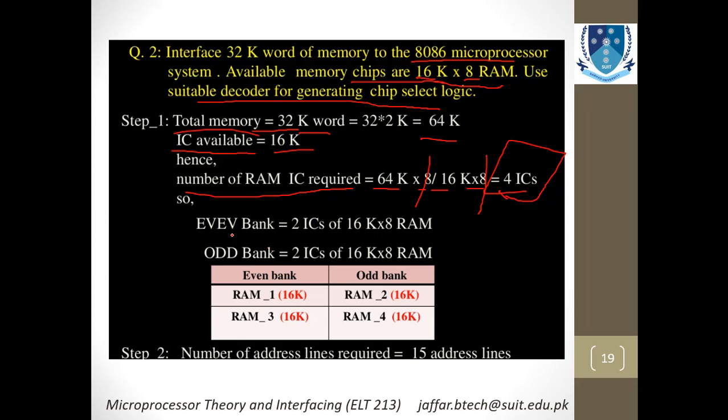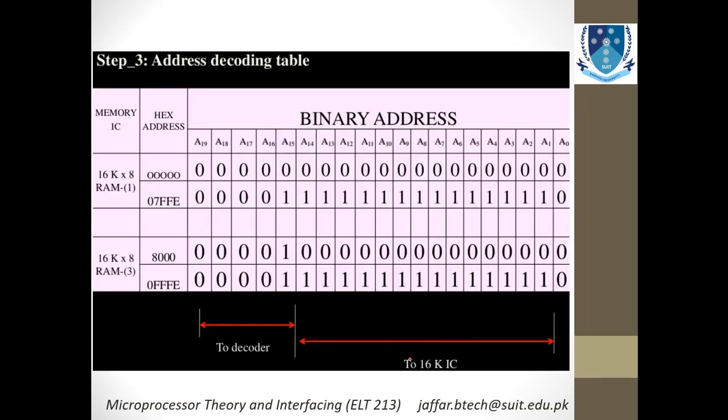It means that you will need 2 ICs for the even bank and 2 ICs for the odd bank: 2 ICs of 16K multiplied by 8 for the even and 2 ICs of 16K multiplied by 8 for the odd, respectively. The second step is to find the number of address lines required. This is basically the same, that is 15 address lines. And how can we get that? By using this address decoding table.